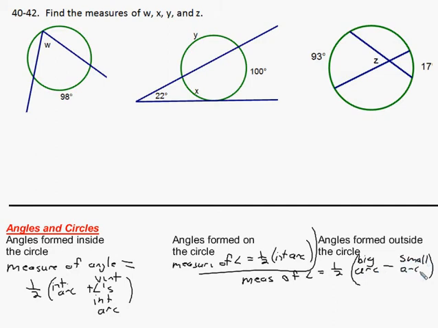And we'll take a look at how to use these in these examples up here. So in this first one, we have an angle formed. We're looking to find W. That angle is formed on the circle. So this first one, we're looking at this theorem right here. It's on the circle, so we know that the angle measured W is simply equal to half its intercepted arc.